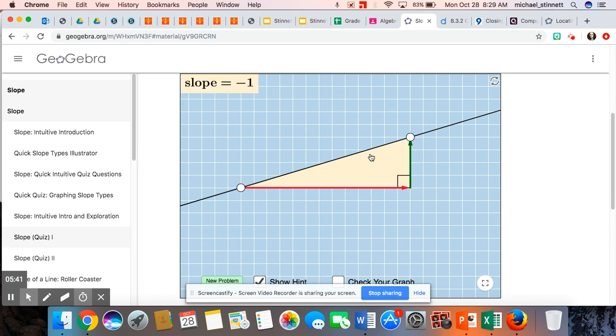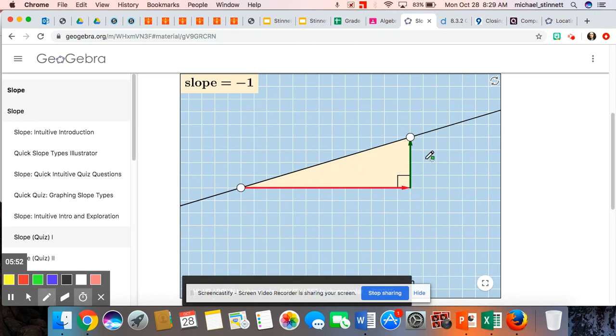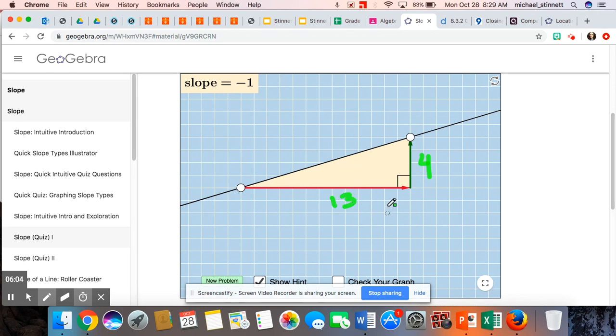I love this because I think it really helps you when you can see what's going on. So this has a vertical movement of 1, 2, 3, 4. So this is going to be 4. And then this is 1, 2, 3, 4, 5, 6, 7, 8, 9, 10, 11, 12, 13. So this is 13. And so this would be a slope of 4 over 13, which is definitely not -1.